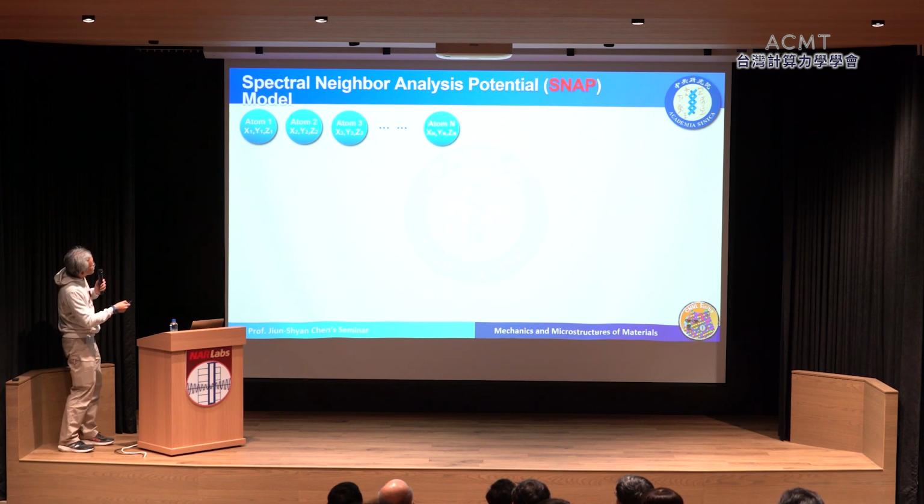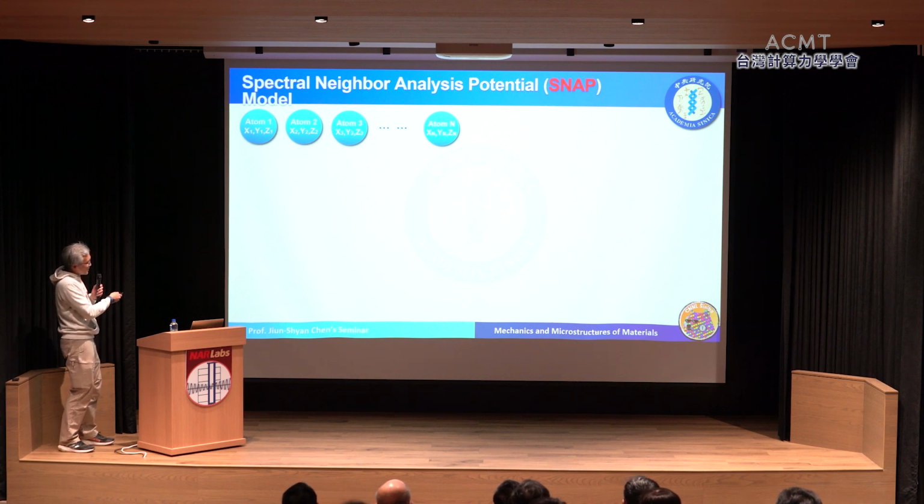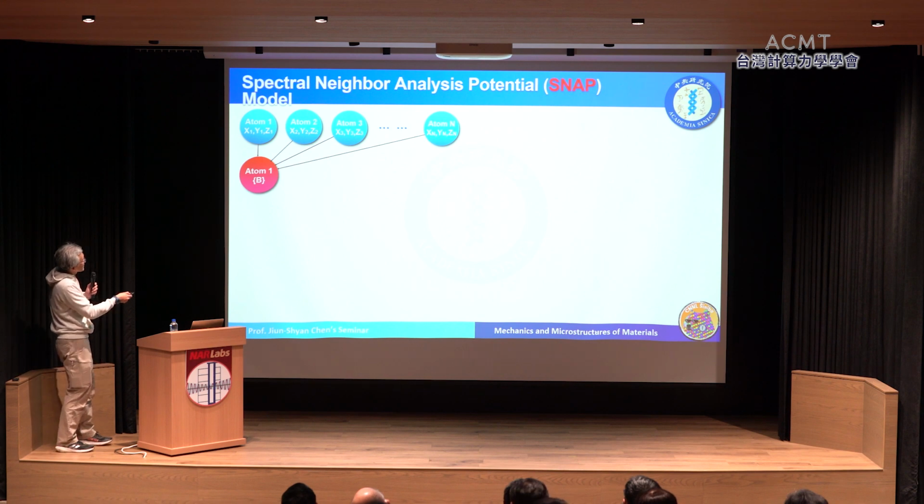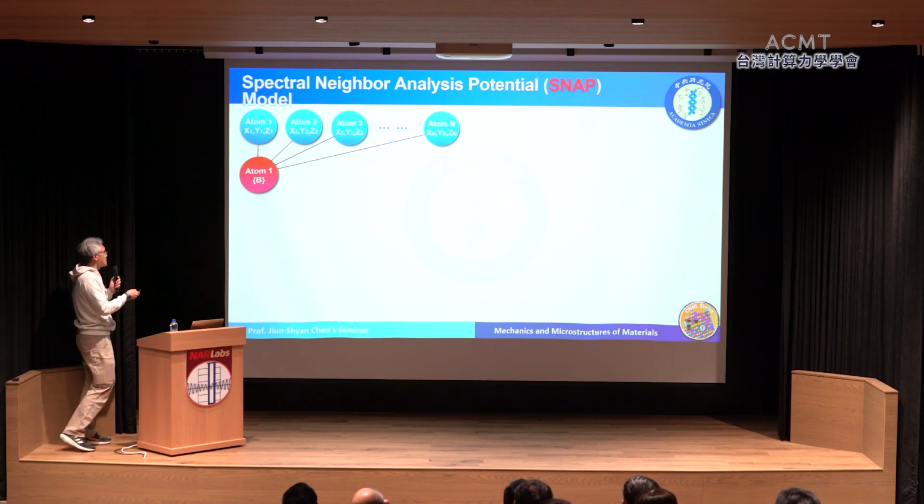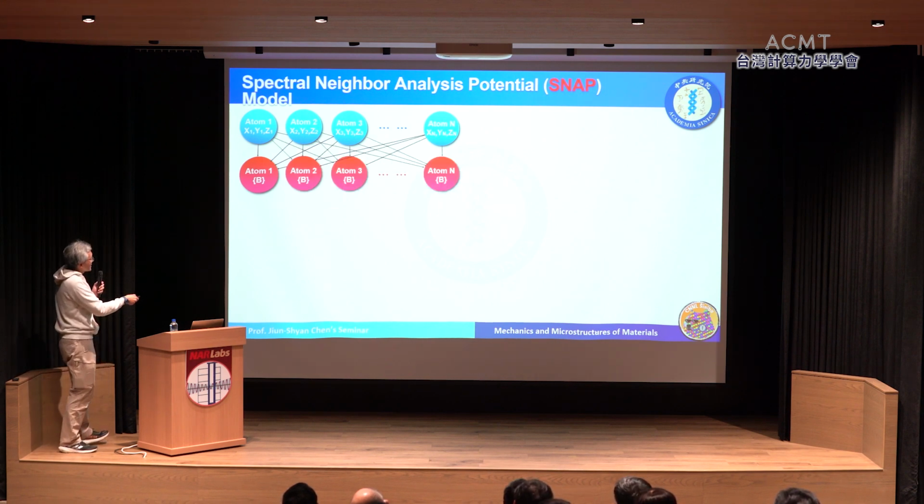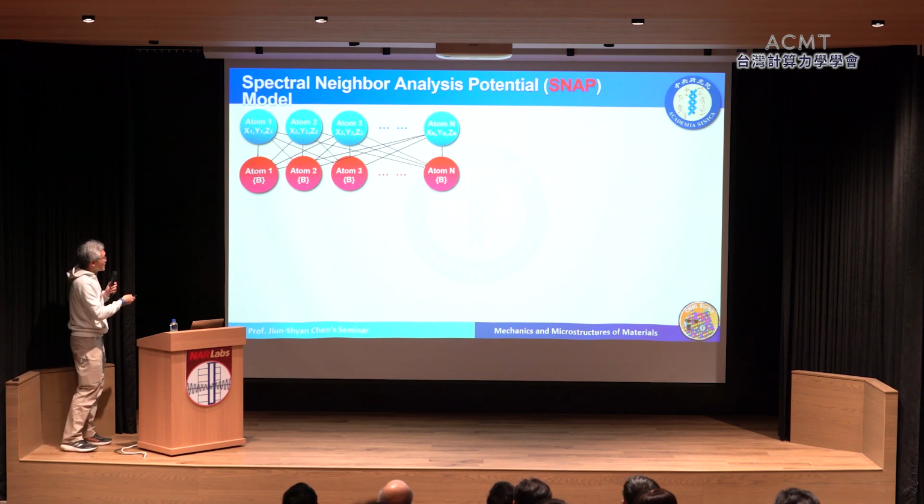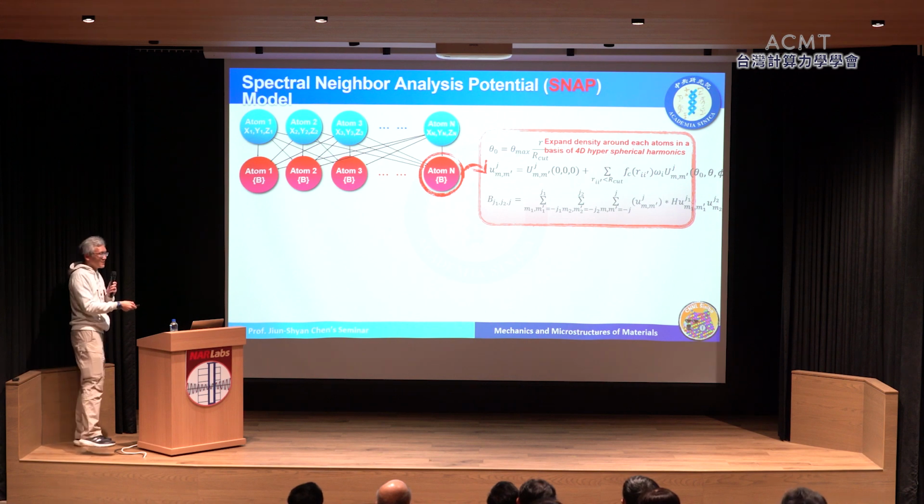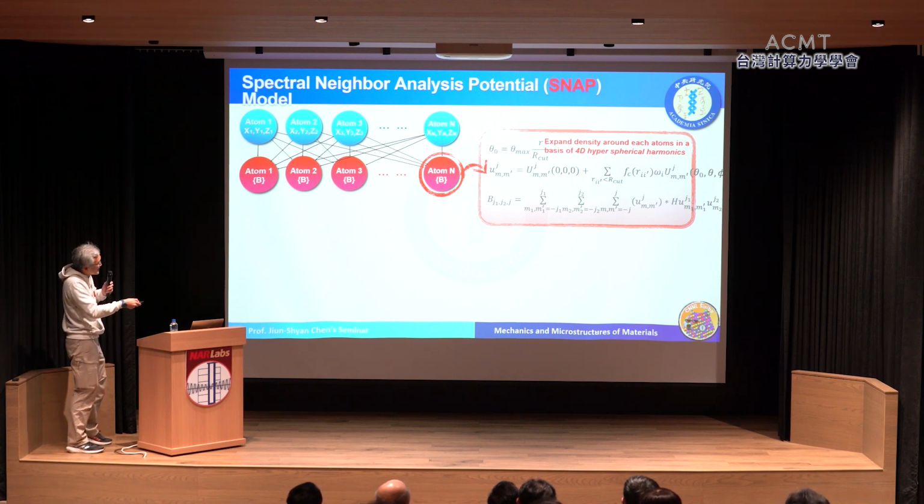So we use another machine learning based energy model called the spectral neighbor analysis potential, which is similar to the artificial neural network. Once again, we start from Cartesian coordinates, and then we convert them into another set of feature vectors or embeddings.